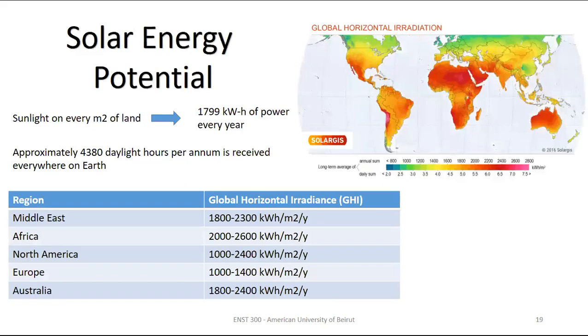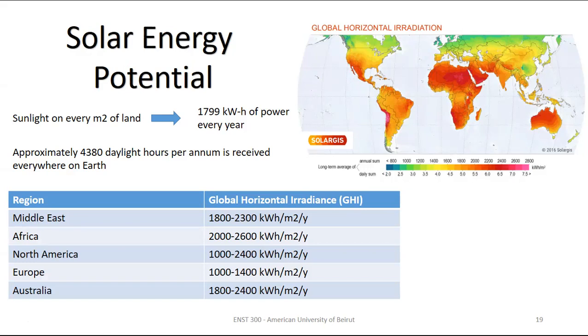Let's talk about the solar energy potential. On average, sunlight on every square meter of land can produce 1,799 kilowatt hours of power every year. And approximately 4,380 daylight hours per year are received everywhere on Earth. If you take a look at this figure right here, you can see the global horizontal irradiance, the GHI, which is defined by the quantity of a given solar resource per surface area. We can see that it differs from one area to another on the planet.